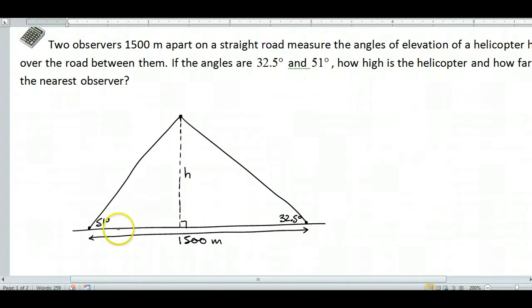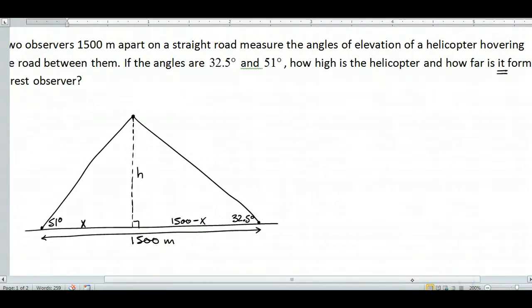So I need to give a name to one of the two distances right here, not both. I'm going to call this one x. Why not both? Because if you call this one y, you're going to carry an extra equation. You can simply call it 1500 minus x. If you call it y, then you're going to have the extra equation x plus y equals 1500. And I'm looking for h. So here's a picture with two variables, x and h. We've encountered this type of problem before.